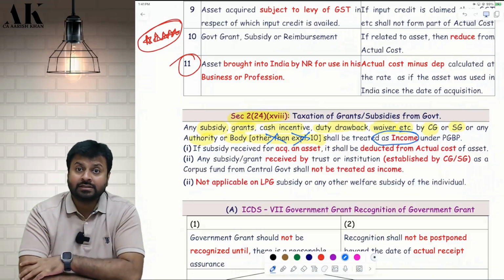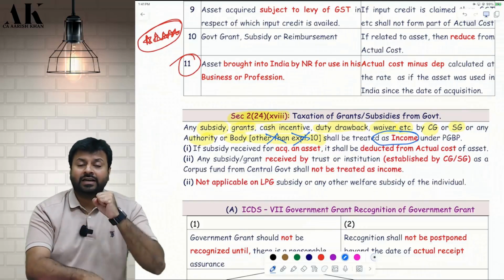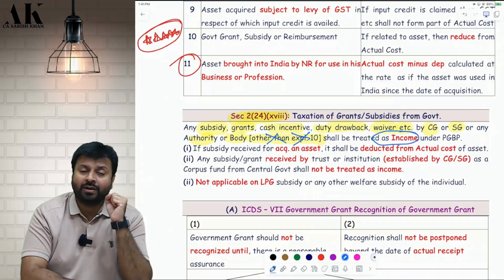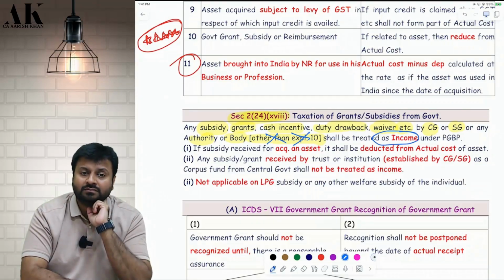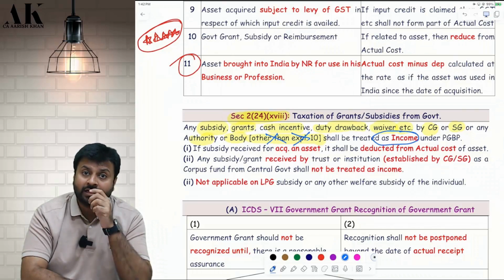Technically speaking, yes. Yes or no? Because it is written any subsidy from government other than explanation 10. Are you clear or not? Other than explanation 10, any subsidy from government is income. So what about LPG subsidy? Is that also income?